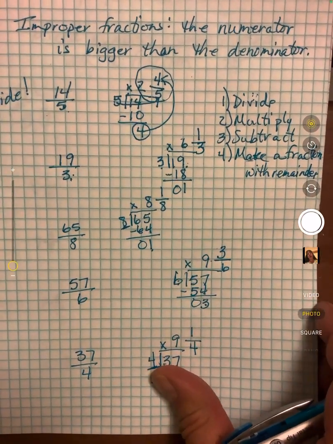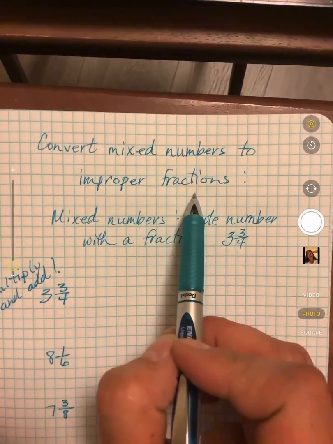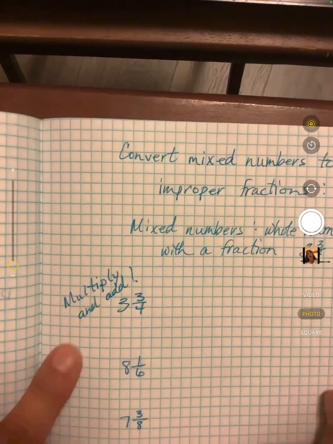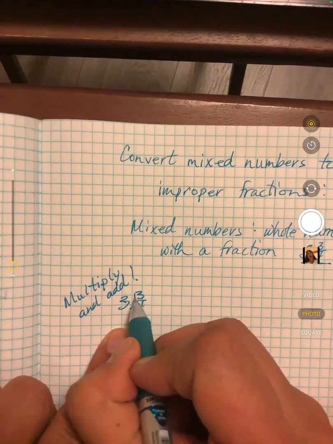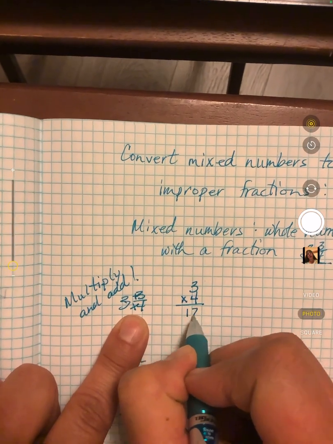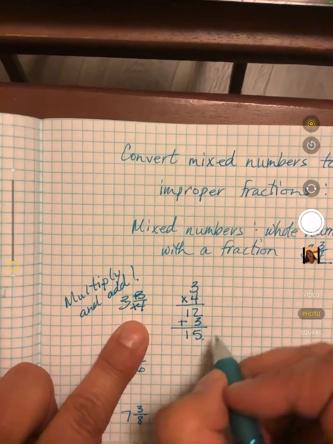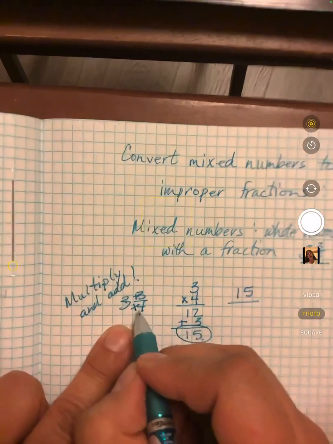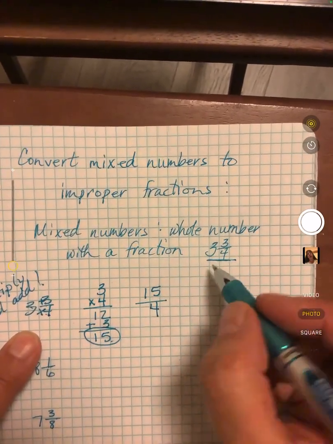Now I'm going to turn my page. Now we get to multiply and add. Okay, so we're converting mixed numbers to improper fractions. Mixed numbers are whole numbers with a fraction, just like this, 3 3/4. So to do this, I multiply 3 times the bottom number, and then I add on the 3. So 3 times 4 is 12. Then I add the 3, and I get 15. This is my top number. Okay, 15. And then this is my denominator, so it stays my denominator. And now I have 3 3/4 equals 15 fourths.